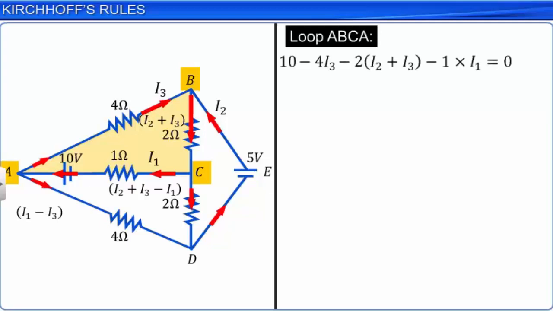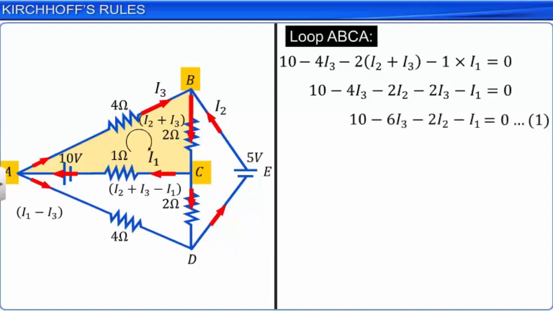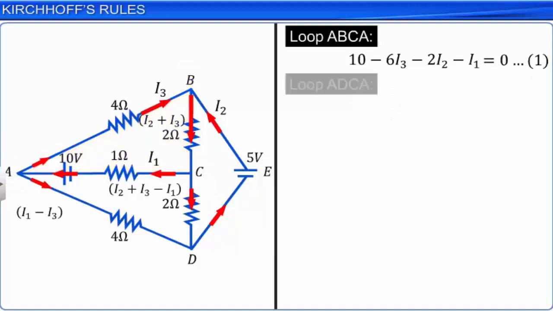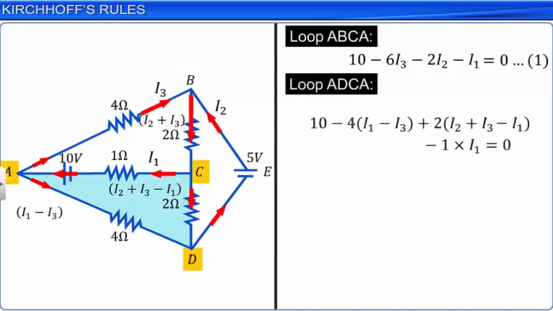Substituting the values of the potential changes across the resistors and that of the cell in the loop and simplifying, we get equation 1. Loop ADCA. Let us again start from the negative terminal of the 10-volt battery and walk through the loop in an anti-clockwise direction. Add the potential changes step by step and equate it to 0.